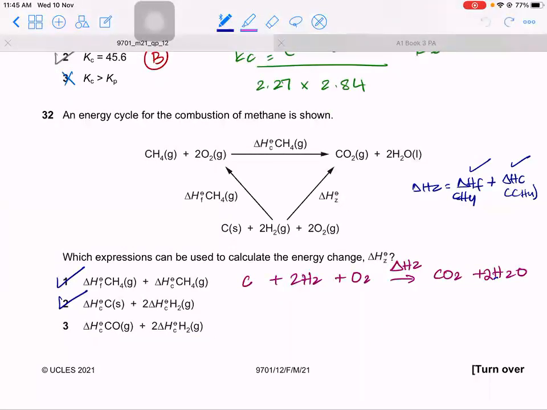Combustion of carbon monoxide. Do we have carbon monoxide here? No, but let's put it here. If you have carbon monoxide, then that's incomplete combustion. You see, where will we get carbon monoxide from? You don't have carbon monoxide. Do you understand? We deal with complete combustion.